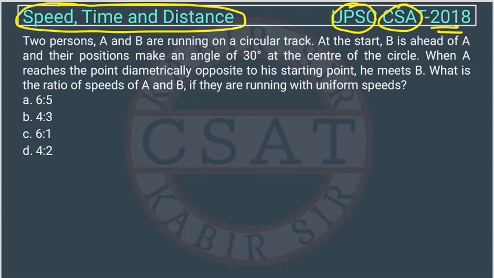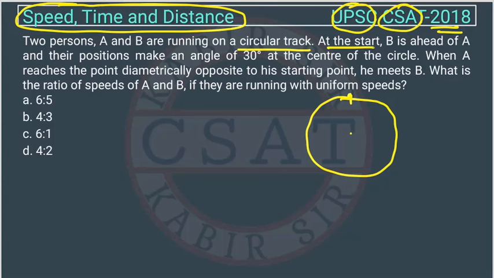Let's see. Two persons A and B are running on a circular track, right? So there is a circular track. A and B are running at the center. So this is the center of the circle, right?